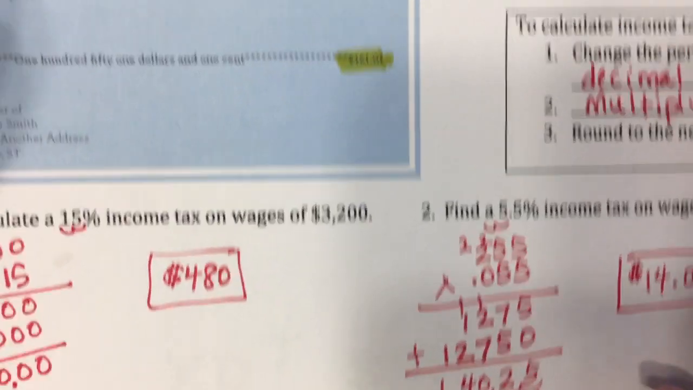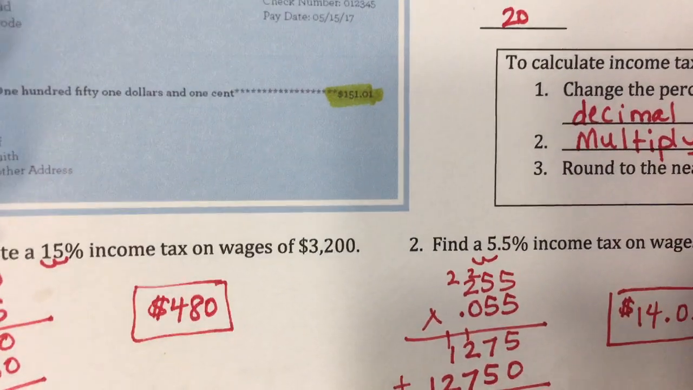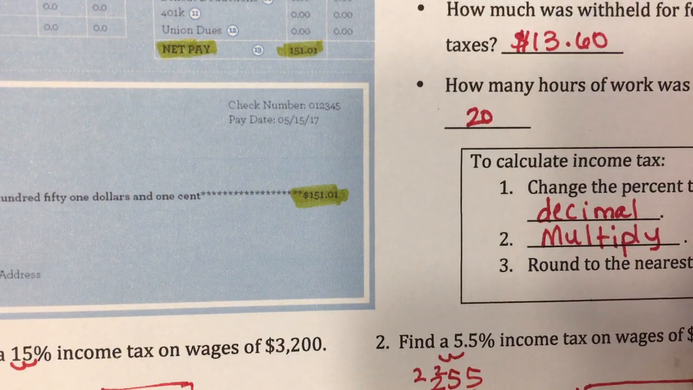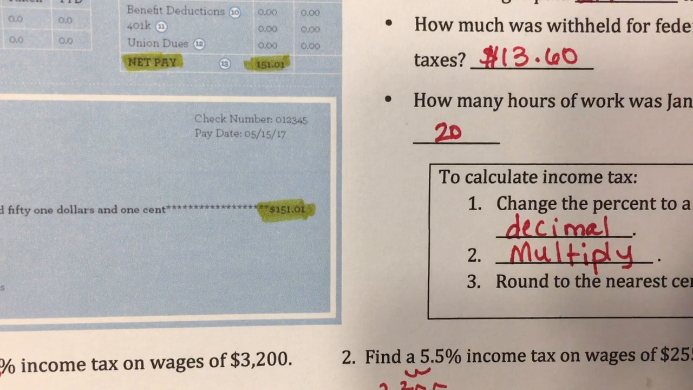All right, to sum it up, to find income tax, it's a tax. It's what you give the government based on what you earn, either from a job or from an investment. To find it, you change your percent to a decimal, multiply, and then round because it's money.